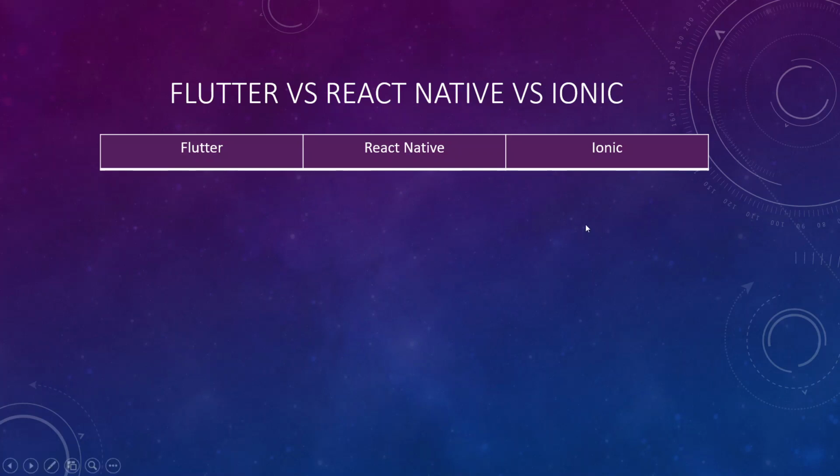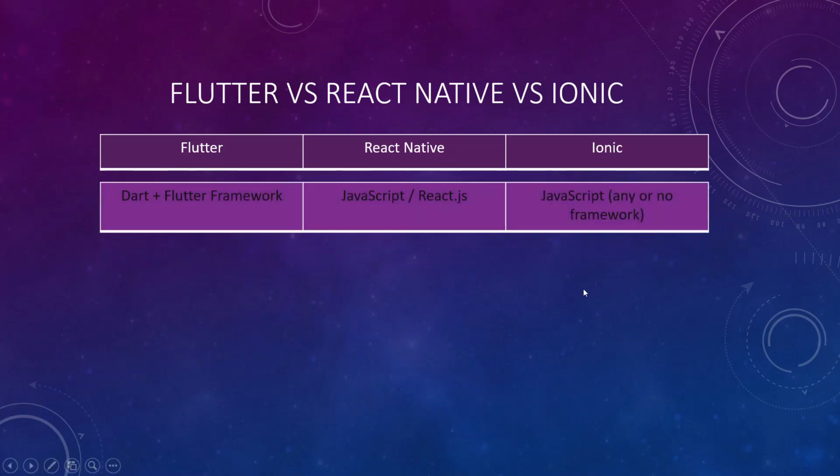So let's get started. Flutter uses Dart plus the Flutter framework. So it uses the Dart programming language, and Dart is a programming language, by the way, developed by Google. While on the other hand, React Native uses JavaScript and the React library. Ionic uses JavaScript and any or no other framework.